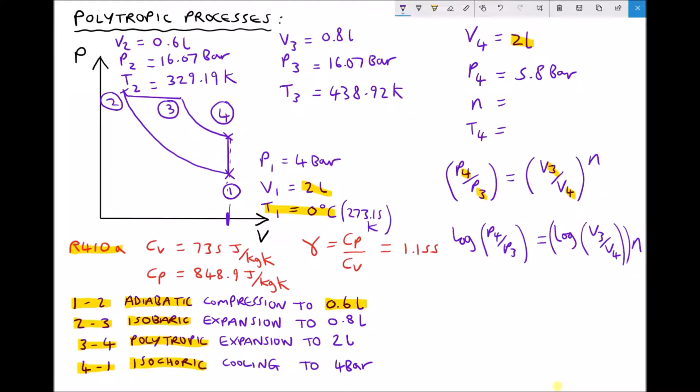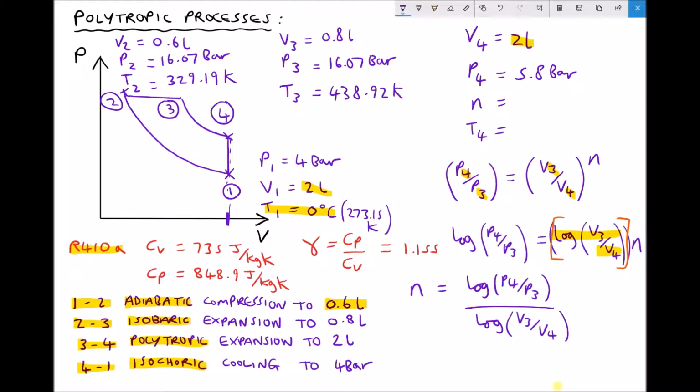So on the right hand side there, we have log of V3 over V4 being multiplied by N. So in actual fact here, what I can do is divide each side by log of V3 over V4, and that's just going to leave N on its own on the right hand side. So I'm going to rewrite this slightly, and instead I'm going to write N equals log P4 over P3, which was originally our left-hand side, divided by log V3 over V4.